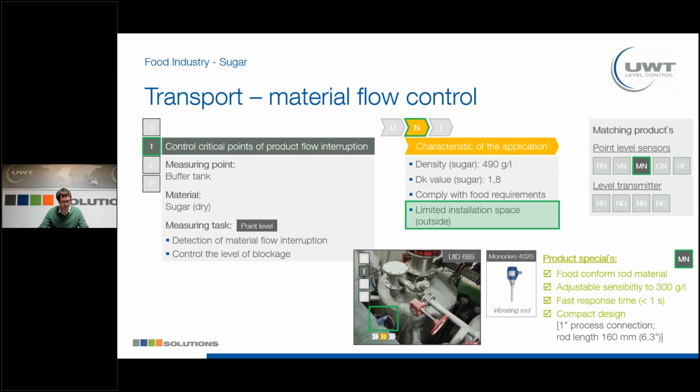The next one is also transport, and we did it as a normal application. It's a buffer tank, also dry sugar. And we need here a detection of material flow interruption and the control of the level of a blockage. Density normal, decay value 1.8, and we have limited space here. And why limited space outside? We'll see it on the next slide. It was also possible to go with a Mono Nivo 4 series here, because we had food conform rod material, adjustable sensitivity, a compact design with 1 inch process connection, and a fast response time.